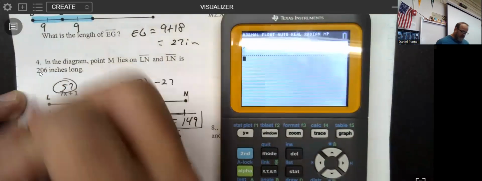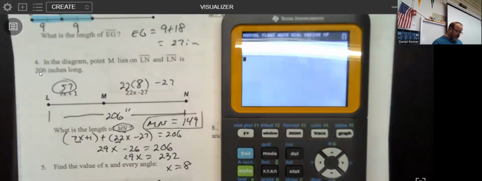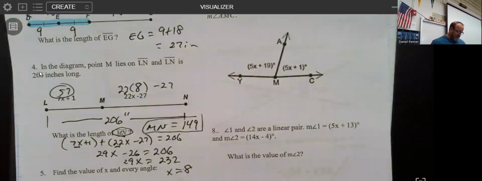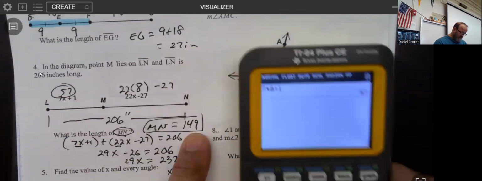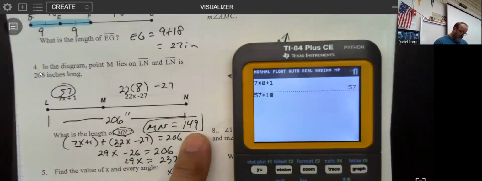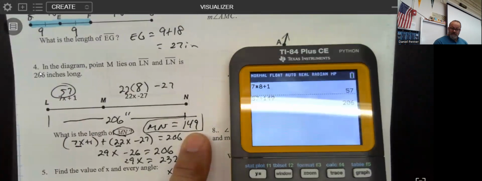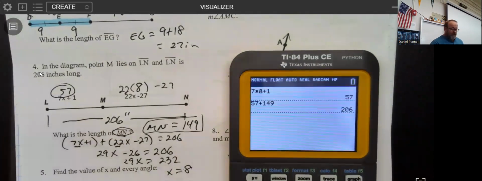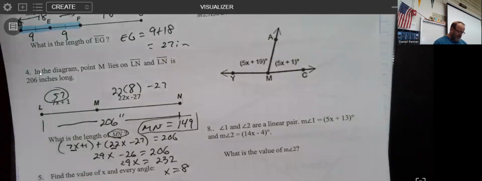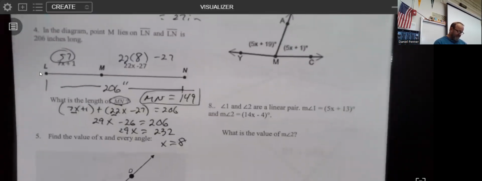Now, I'm doing something to check my answer, because if I have done it right, then 57, which is the left side, plus 149, which is the right side, is 206, which is what the problem was supposed to be. So it was a simple way. It took me another second or two, but I was able to then check my answer.